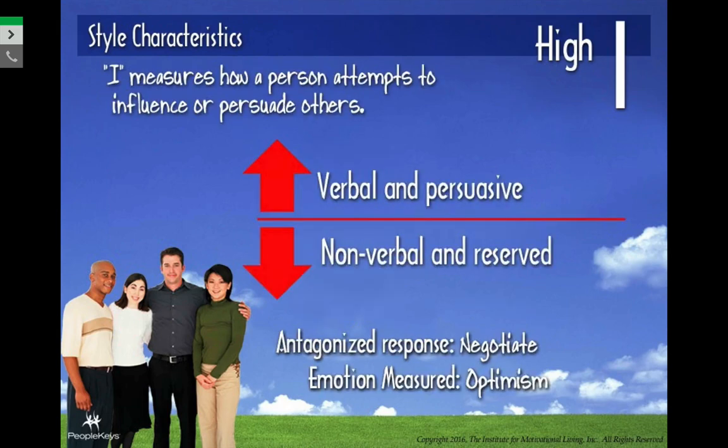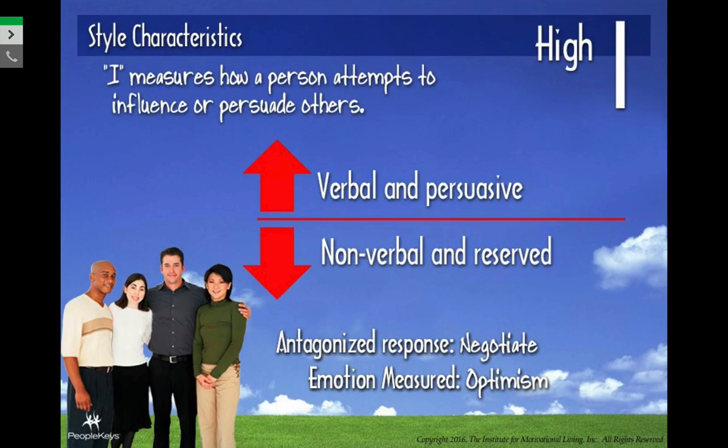The I on that graph, so if you go back to the graph in your DISC assessment, measures how a person attempts to influence others. And the higher that graph is above the midpoint, the more verbal and persuasive you will be. The lower it is below that, the more nonverbal and reserved you'll be. That's what the I is measuring in the DISC assessment.